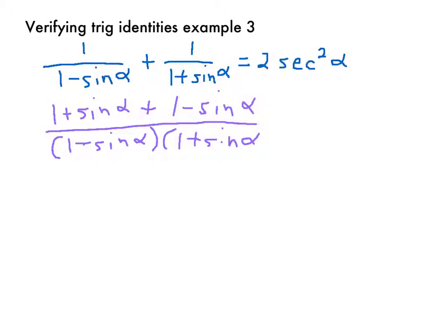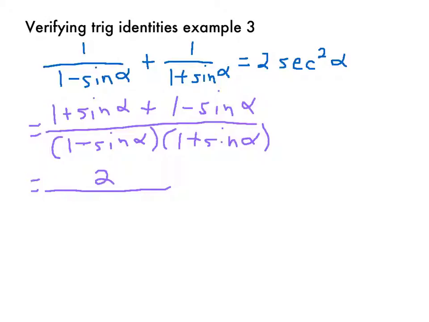Okay. Alright. At this point, we should probably do a little bit of algebraic simplification here and see what we end up with. If I take 1 plus 1 in the numerator, I end up with 2. If I take sine alpha minus sine alpha, I have 0. So in the numerator, all I have left is 2. What about on the bottom? What can we do in the denominator?